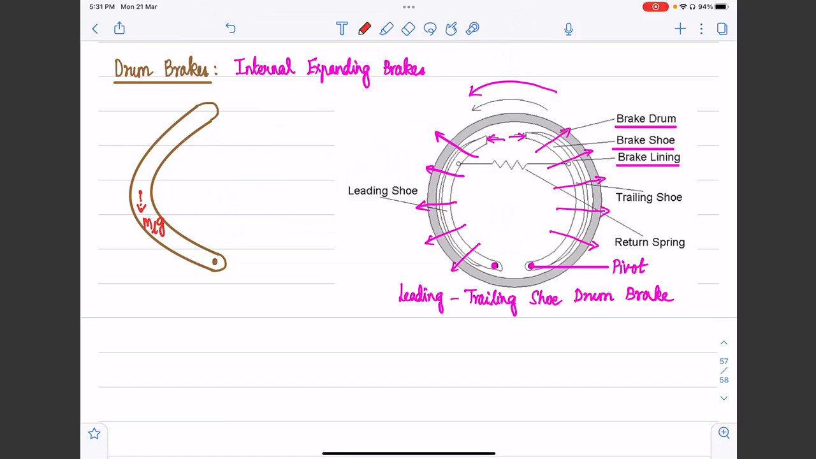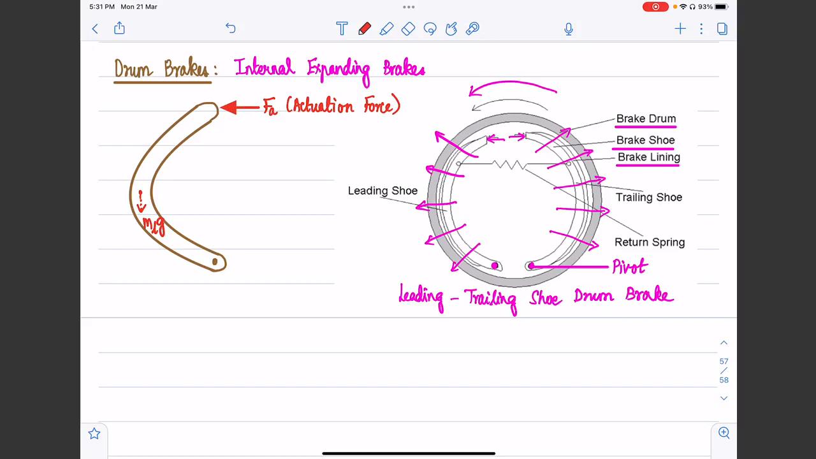I'm sure that is clear to all of us. Now there is an actuation force acting on the leading shoe. Let's call this F. So this is the actuation force. How does this actuation force come about? Let us say we are driving a car and the driver presses the brake pedal. Through the hydraulic brake system, pressurized brake fluid comes into the wheel cylinder, and that pressure is converted to a mechanical force, which then actuates these brake shoes. So this FA is what is called the actuation force.